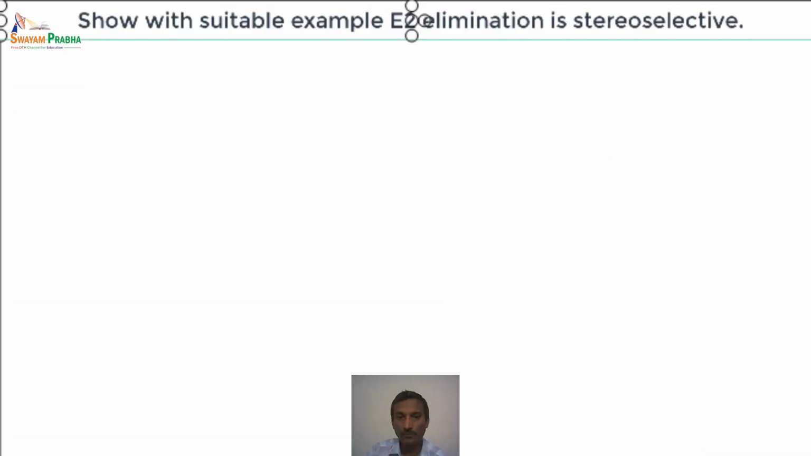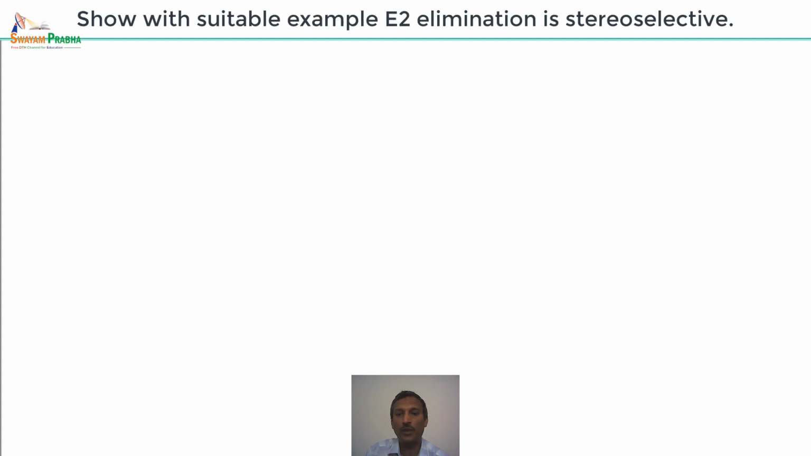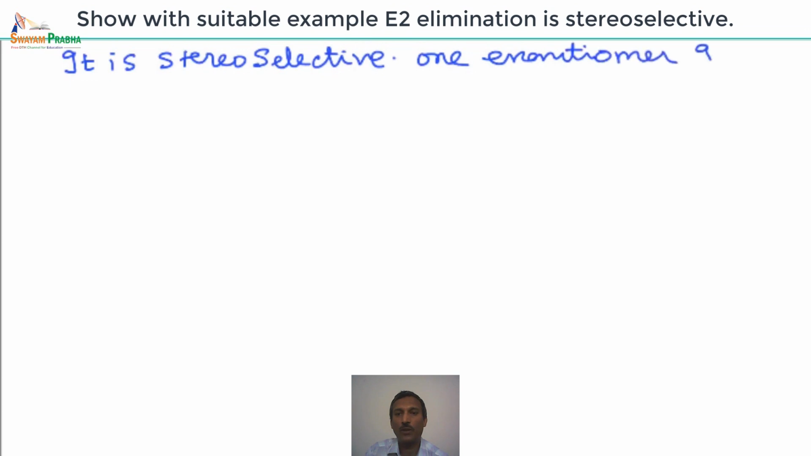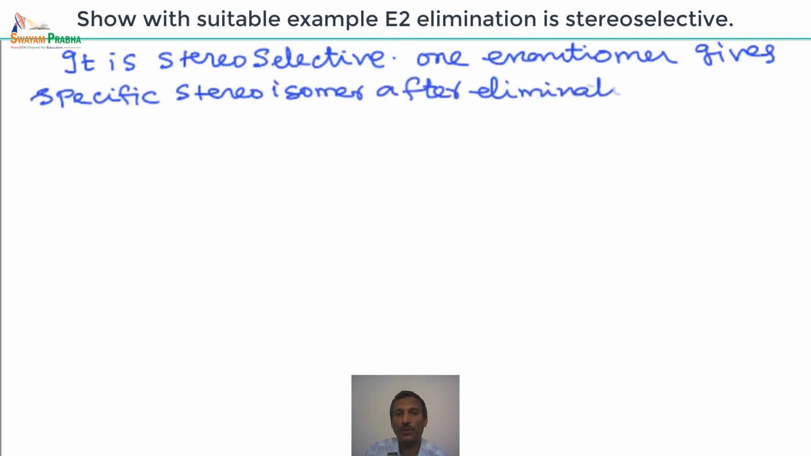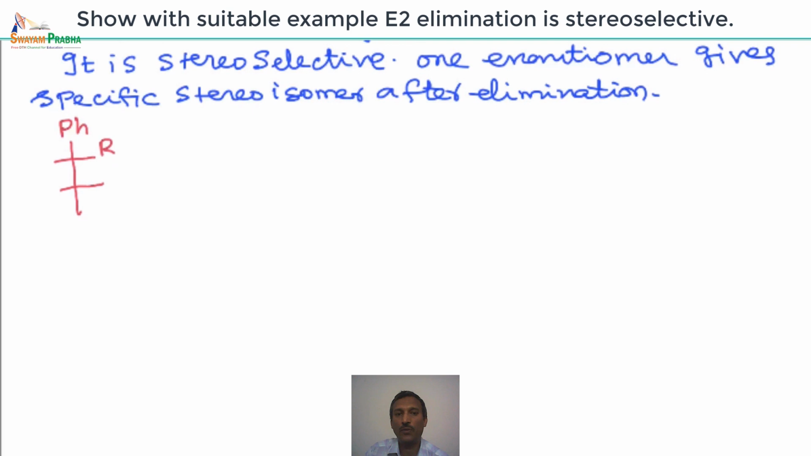And let us work out some problems. First we will see this particular example: with a suitable example, how can we show that E2 elimination is stereoselective? So what is stereoselective? When we say stereoselective, it is basically that one isomer, one enantiomer, gives one set of specific stereoisomers. So this is what is called stereoselective elimination.